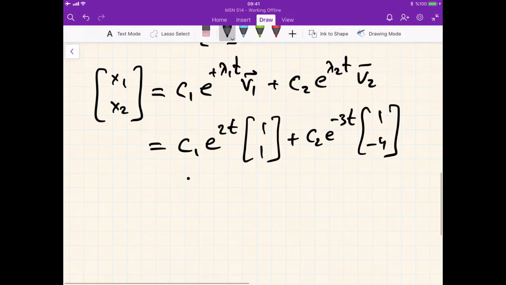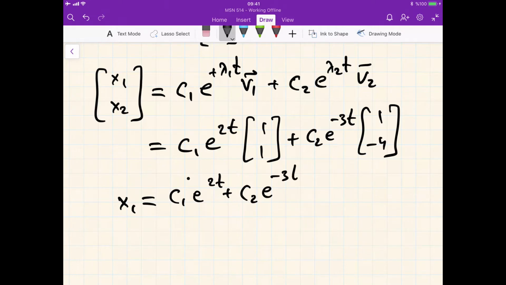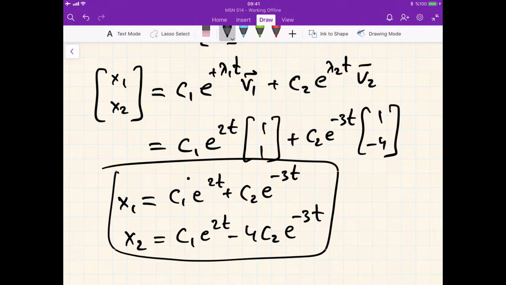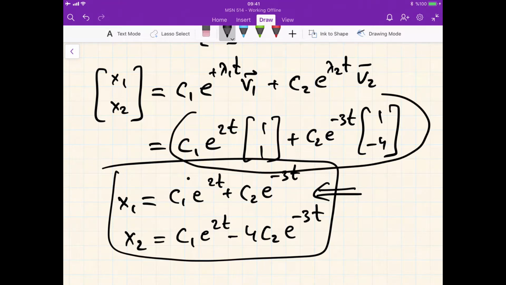Let's move one more step, and then the general solution is that you should have something like this and something like this. Are you still with me? Still, this is more familiar to us, but let's keep it this way.